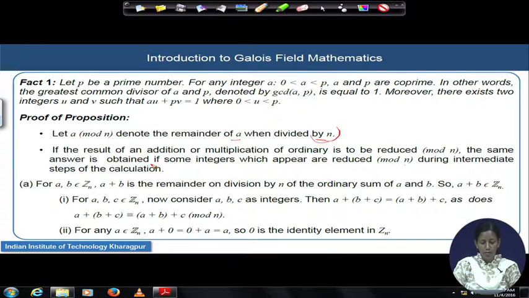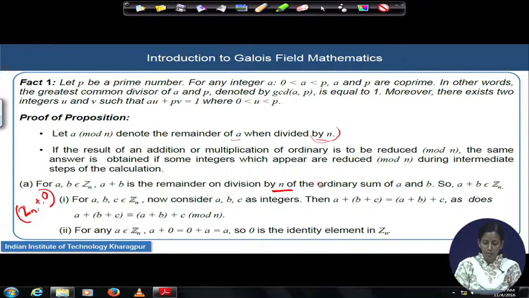Now for my two elements A and B belonging to Zn, we will start with A plus B, with respect to the first one. Our target is to prove that this Zn with respect to plus and the 0 is a group. Here we are. So, suppose this A plus B is the remainder on division by n of the ordinary sum of A and B.